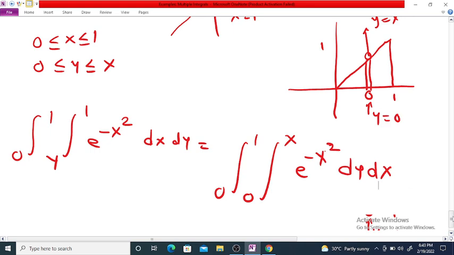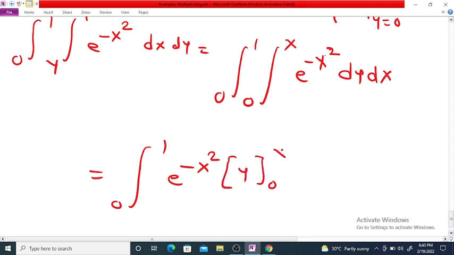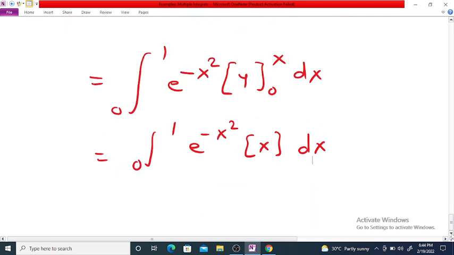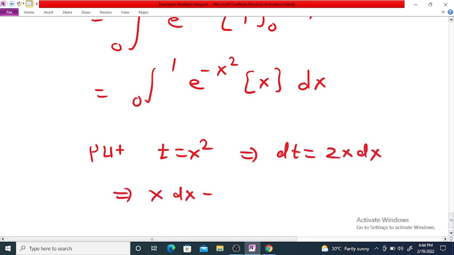So first, using Fubini's second theorem, we want to evaluate the integration with respect to y. So this is equal to the integral from 0 to 1 of e raised to minus x square times the integration of dy, which is y from 0 to x, dx. Now if we substitute the limits, this is the integral from 0 to 1 of e raised to minus x square times x dx. Now to evaluate this integration, put t equal to x square. This implies dt is equal to twice x dx, and this implies x dx is equal to dt by 2, and the limit will be the same for t and x.